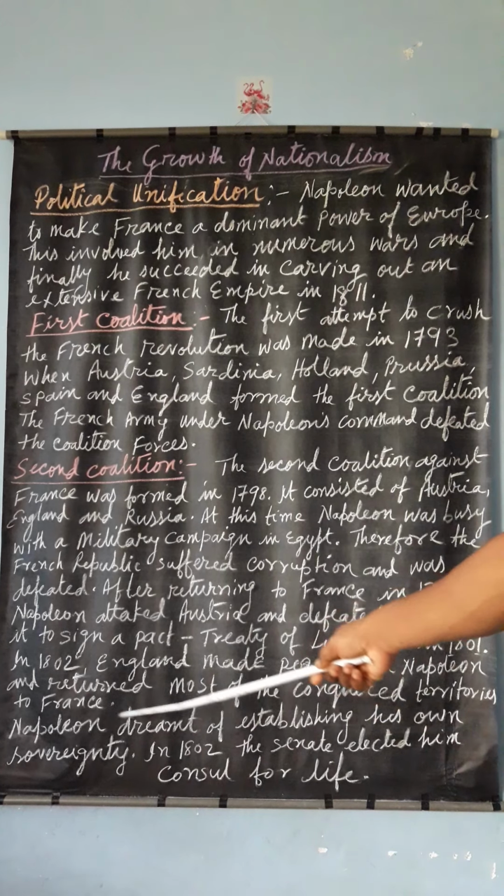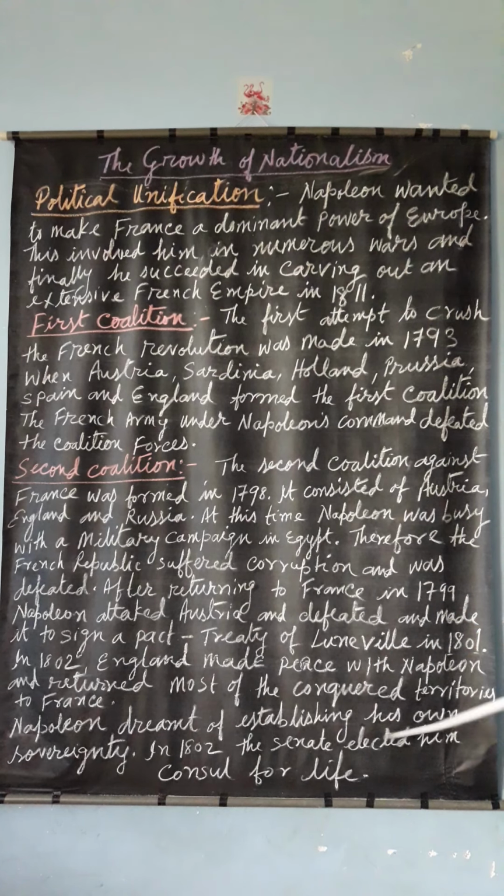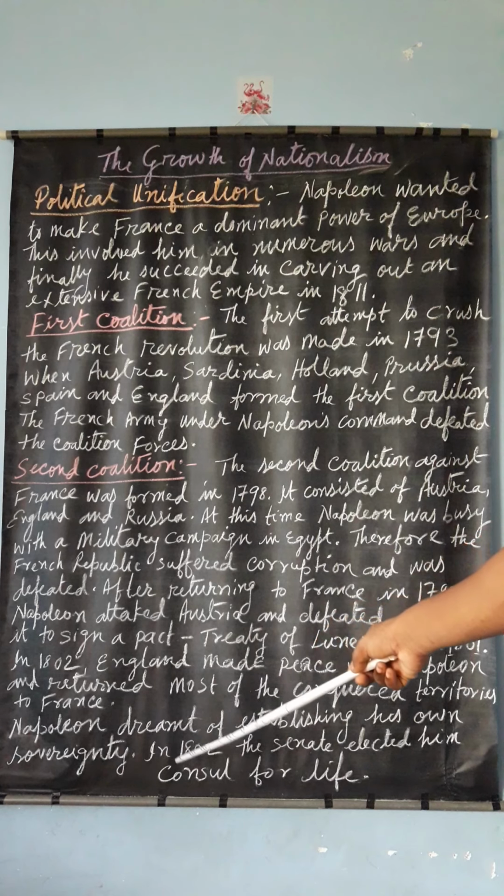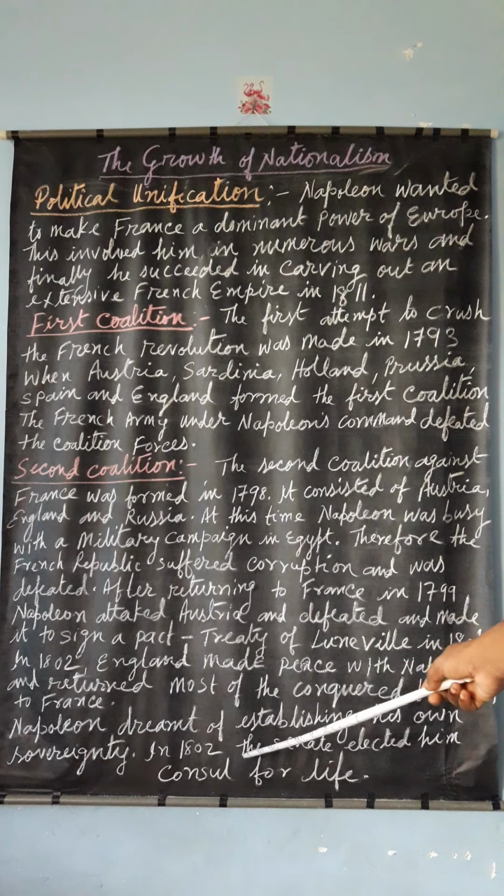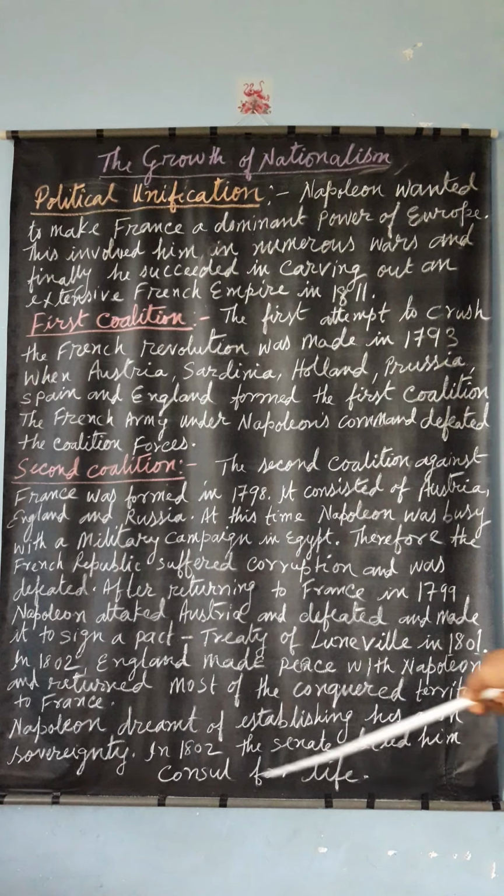Okay. Napoleon dreamt of establishing his own sovereignty. In 1802, the Senate elected him consul for life. Earlier he was also elected a consul by the consulate. So Napoleon dreamt that he would establish his empire or his own sovereignty, and in 1802 the Senate elected him consul for life.